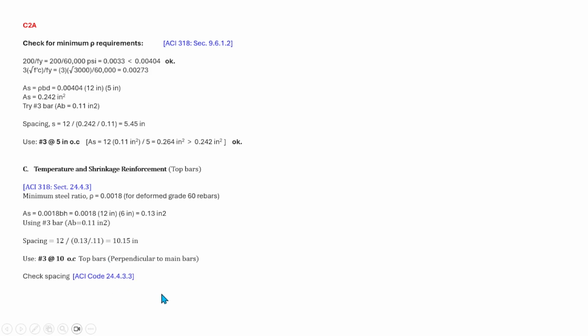Now we will check the spacing. So the provided spacing is equal to 10 inches on centers, which is less than 5h, which is 5 times 6 is equal to 30, or 18 inches. So our spacing of 10 inches on center is okay.